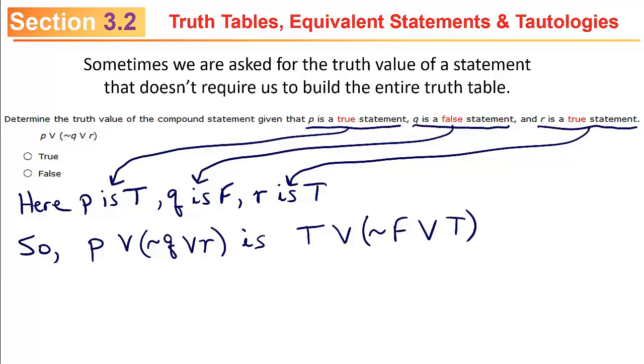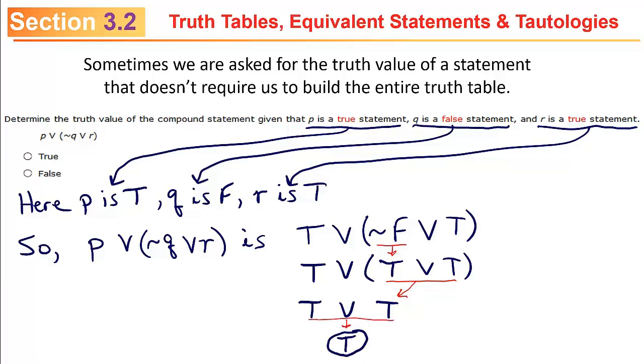And notice you want to get rid of that negation first. That's probably what you want to do. Notice that not false is true. So that statement turns into true or, and in the parentheses, true or true. From there on out, you want to work inside your parentheses first. True or true is true. And then you're left with true or true, and true or true is true. Remember, with or, it's only false if they're both false. So you end up with a statement value of true.